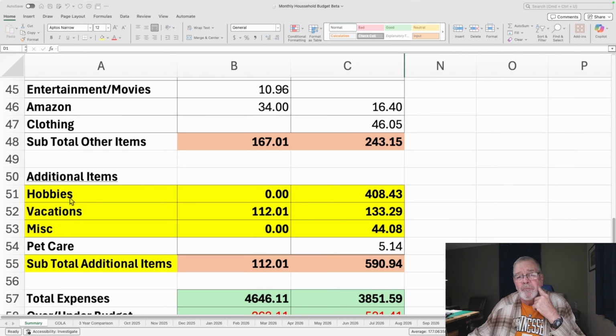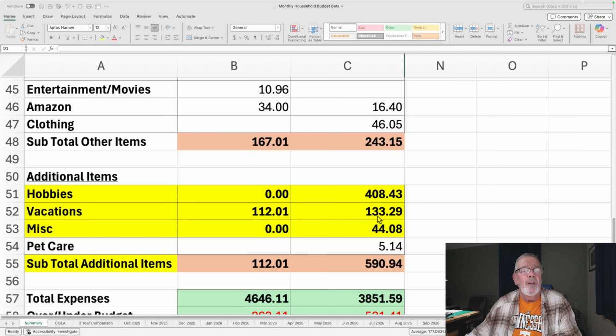Now hobbies, that's my hobbies, okay? It was $0 last month, but it's $408.43 this month. One of the reasons why is I have some software stuff that I use that I have to pay subscription based, and that's in there. There was some stuff that I bought on Amazon for my photography trips and what have you. So it's a little bit higher this month. I don't expect the hobby bill to be that high in January. Okay, that's not very often I do that.